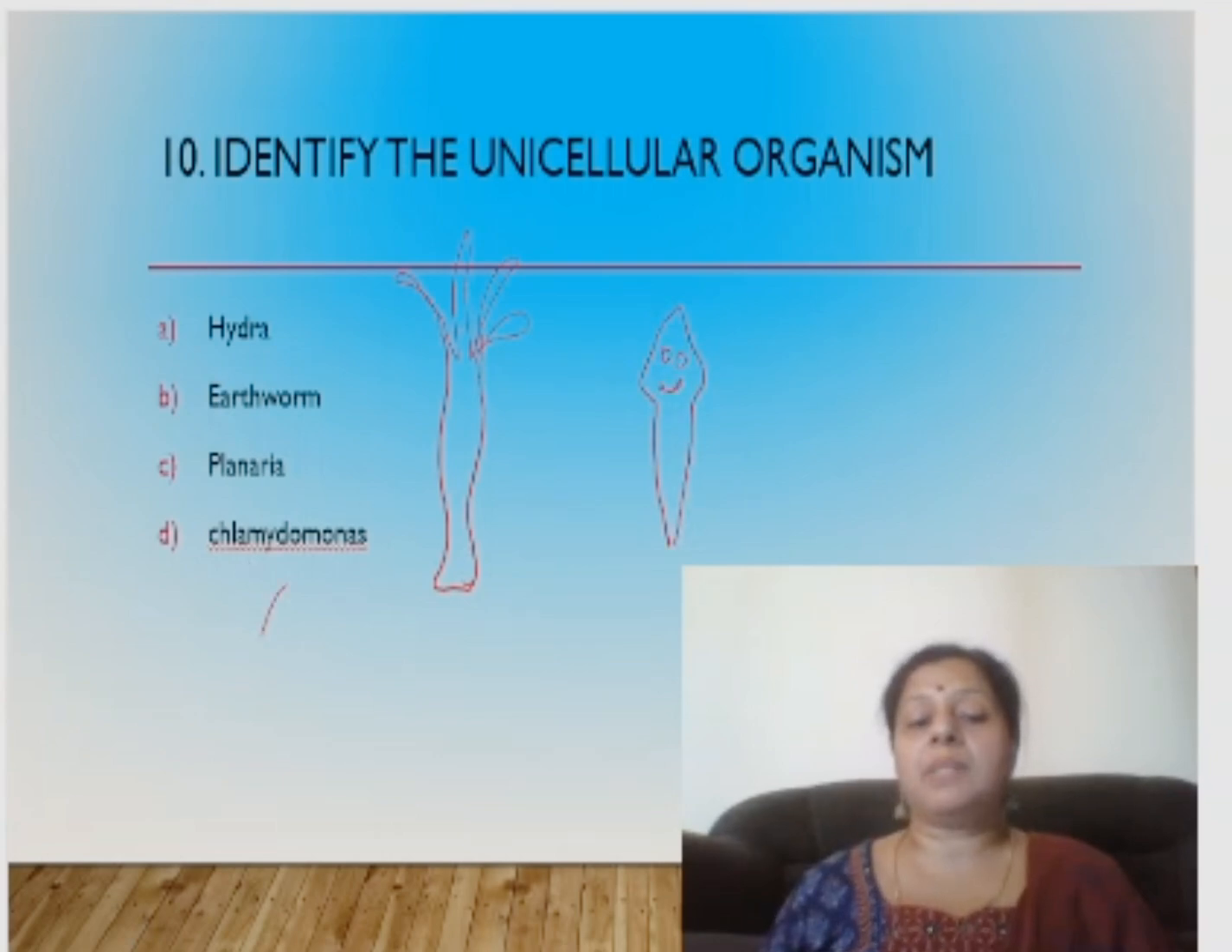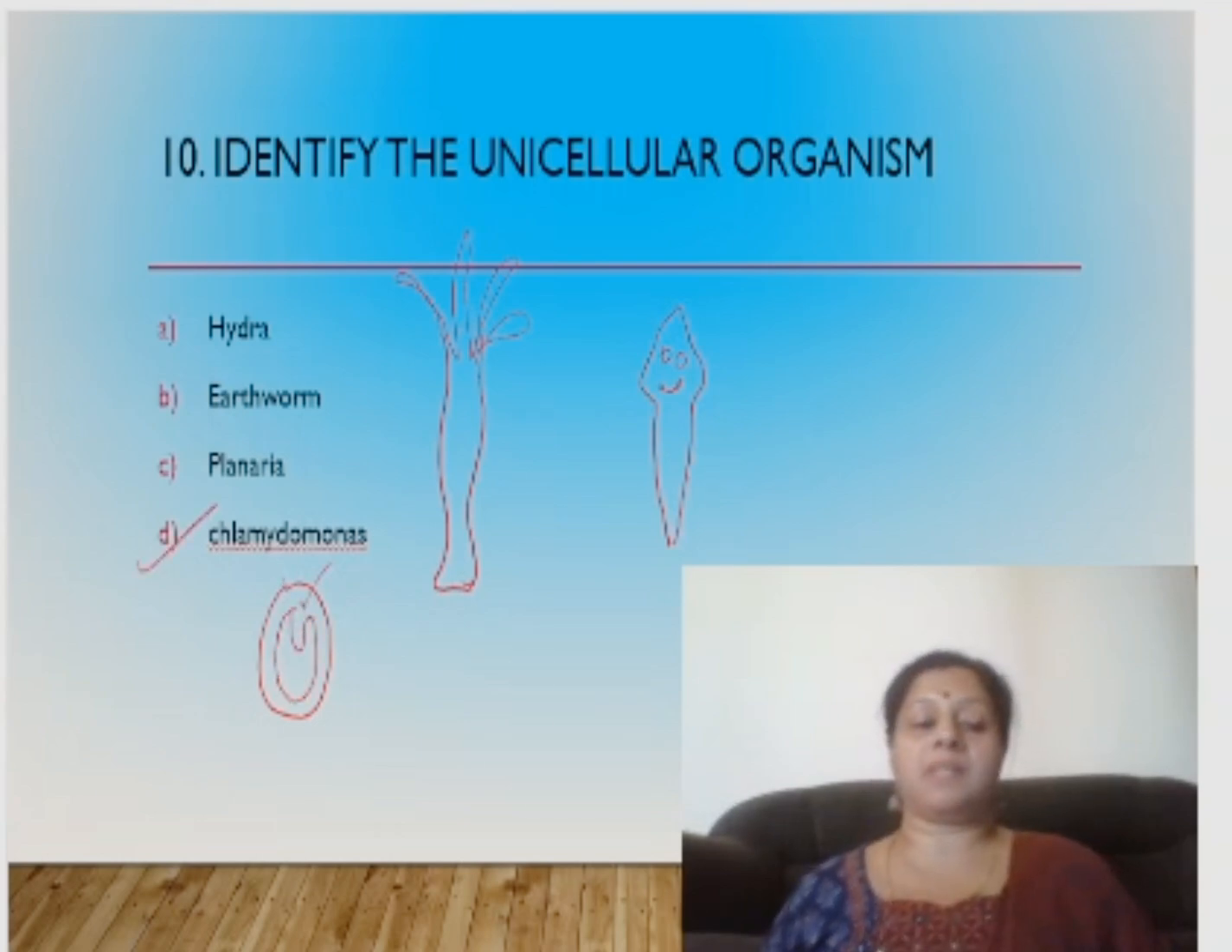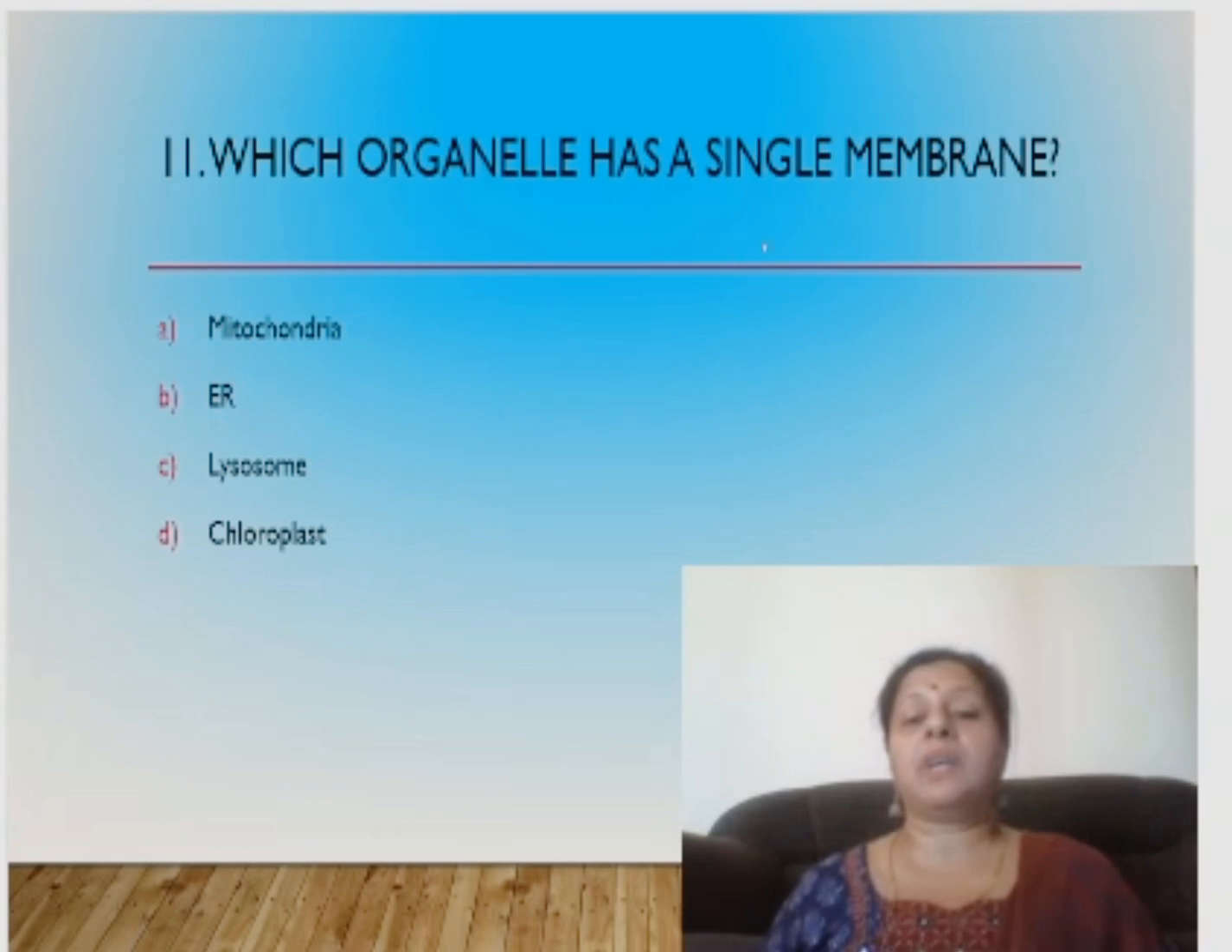So Chlamydomonas is a unicellular organism. Okay, so Chlamydomonas is the answer. Which organelle has a single membrane? Out of this, mitochondria, endoplasmic reticulum and chloroplast have got double membrane, so only lysosome has single membrane.